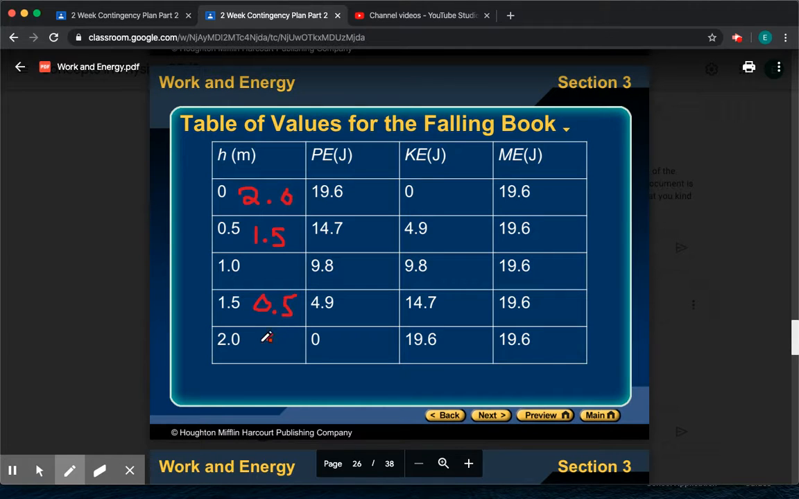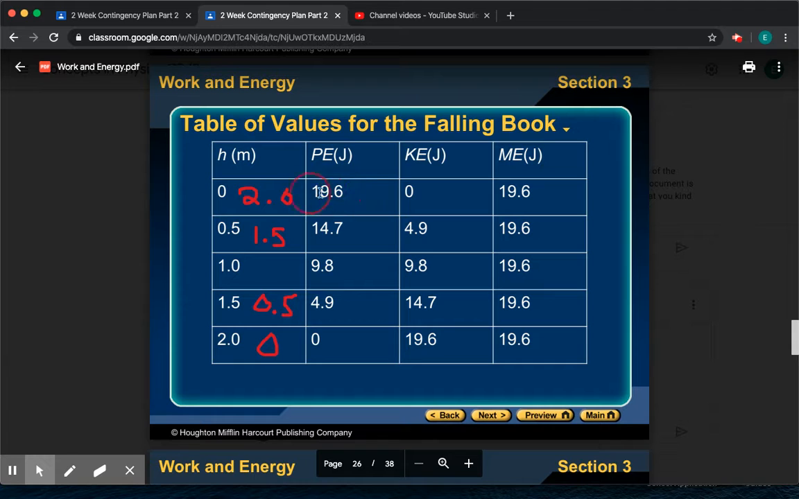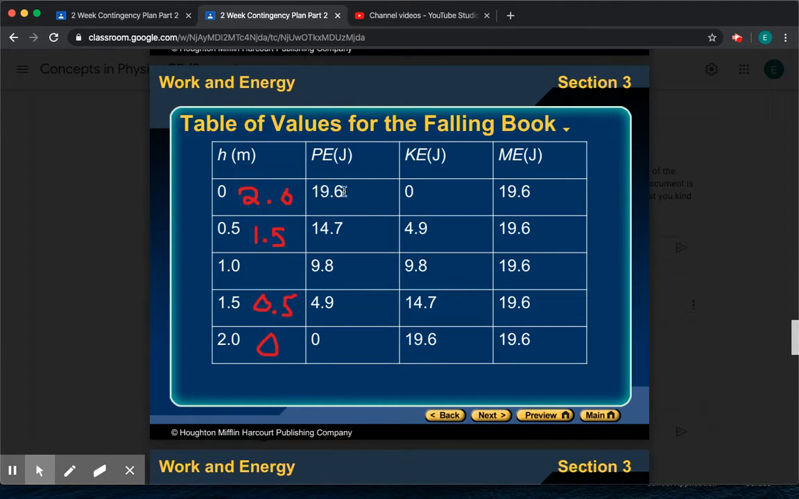Then this is 0. So this is the top, the 2, and this is the bottom. When you're at the top of the platform, let's say it's 2 meters, what you have is potential energy. Your PE is 19.6. Since we're not moving yet, kinetic energy is 0.